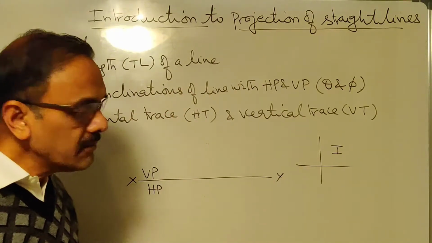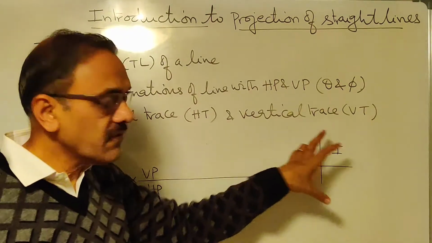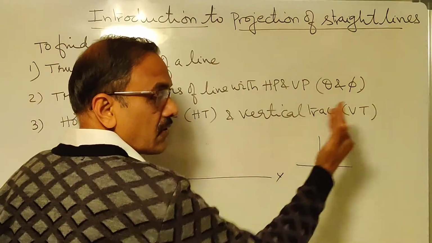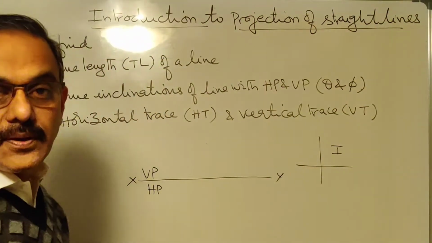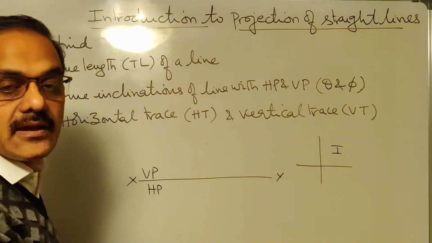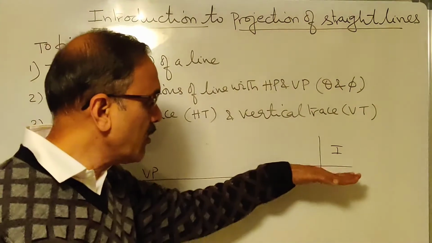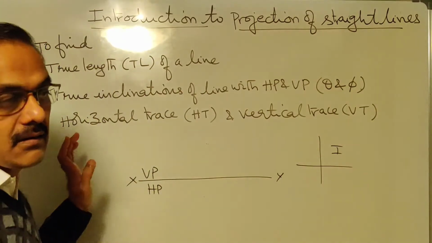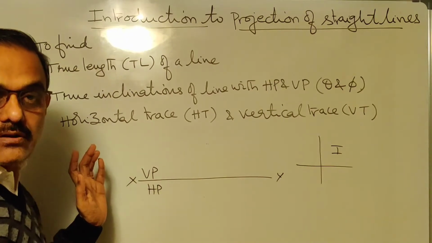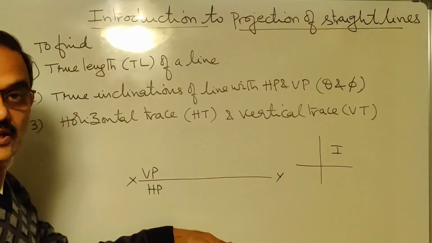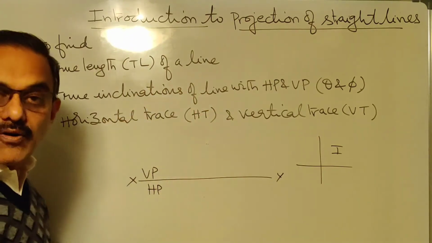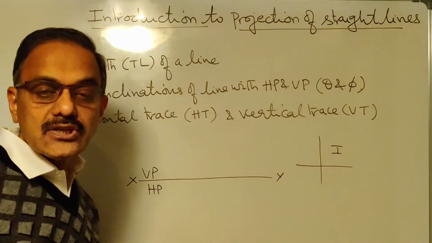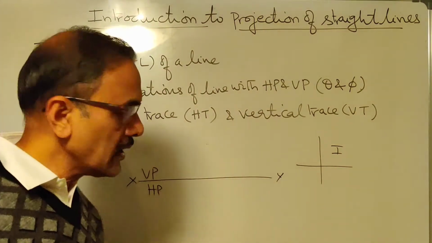Let me repeat once again. When you have a line in first quadrant, it means that the line is above HP and it is in front of VP. When I say in front of VP, the top view should be below XY. And when I say above HP, the front view has to be above XY. So in first angle projection, the top view will always lie below XY and the front view will always lie above XY. This is going to be fixed from now onwards, for projection of points, planes, solids and all.